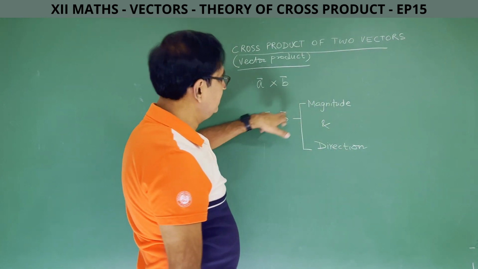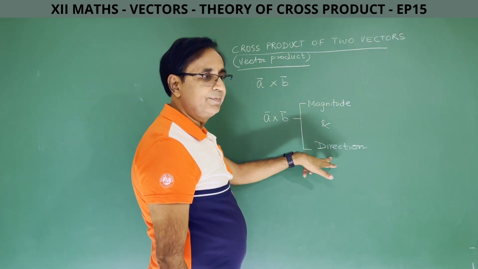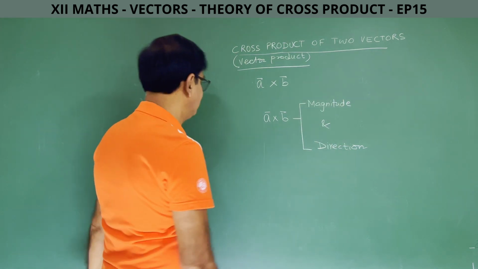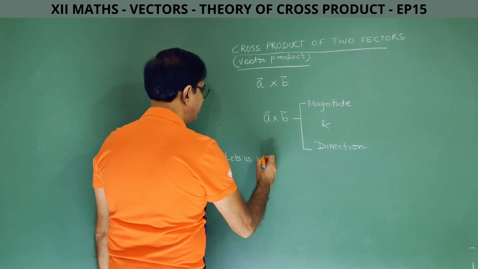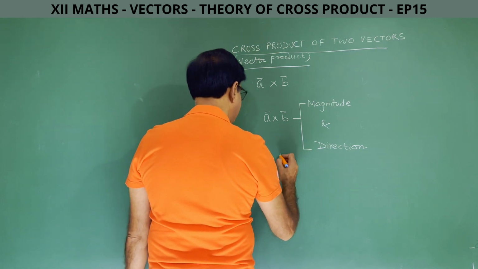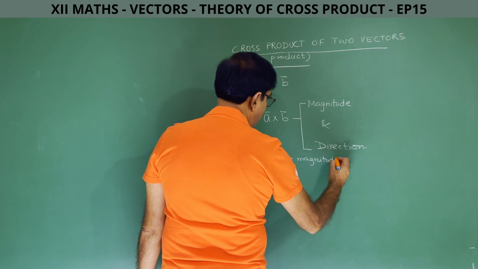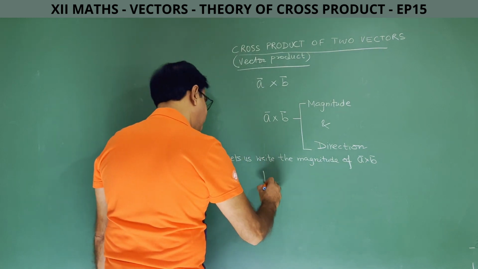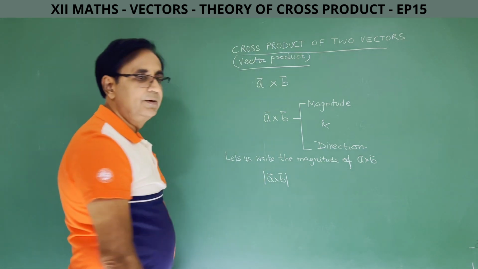If I put a dot here, then I only have magnitude, and that is why the dot product is easier compared to the cross product, because here I have to deal with direction as well. So let us write the magnitude of vector A cross B. I am not deriving it, that's why I am using the word write. Magnitude of A cross B, this is the symbol for magnitude of A cross B.